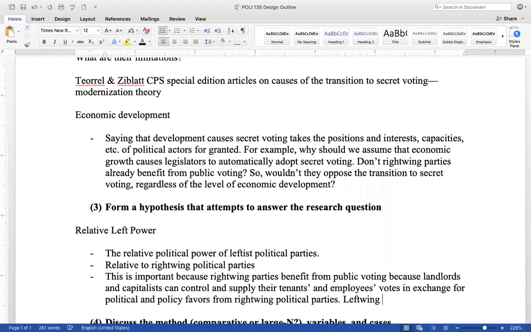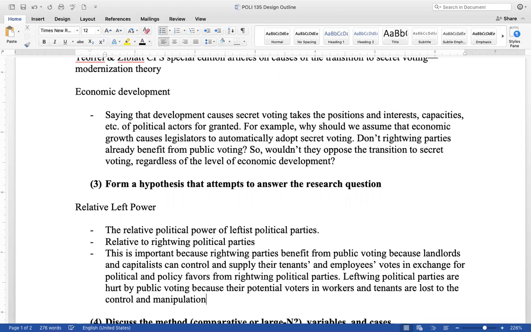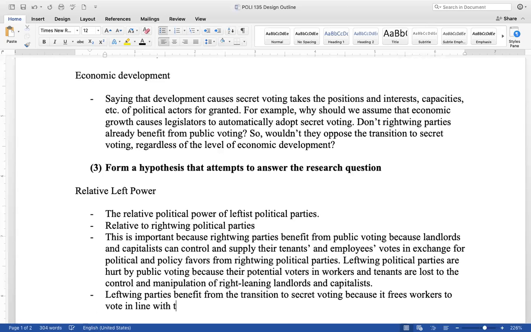For the same reason, left-wing political parties are hurt by public voting because their potential voters and workers and tenants are lost to the control and manipulation of right-leaning landlords and capitalists. Now, let's complete the analysis. For the same reason, left-wing parties benefit from the transition to secret voting because it frees workers to vote in line with their interests and support left parties.